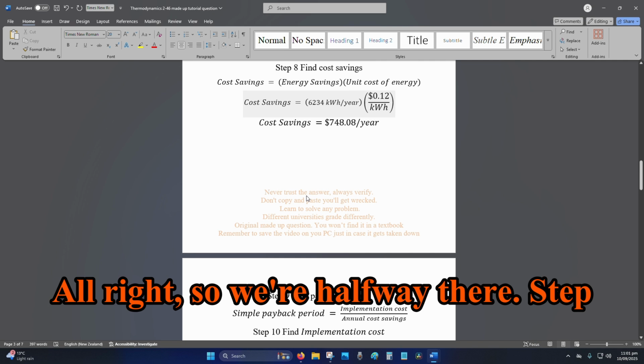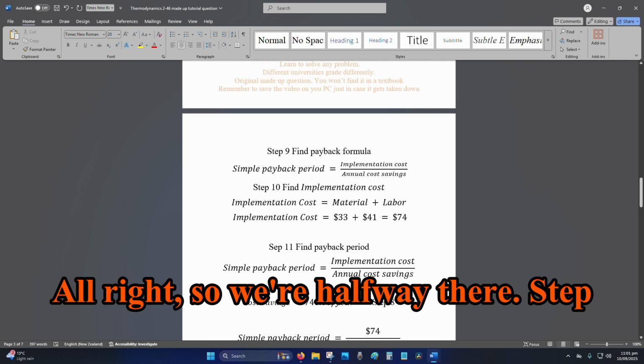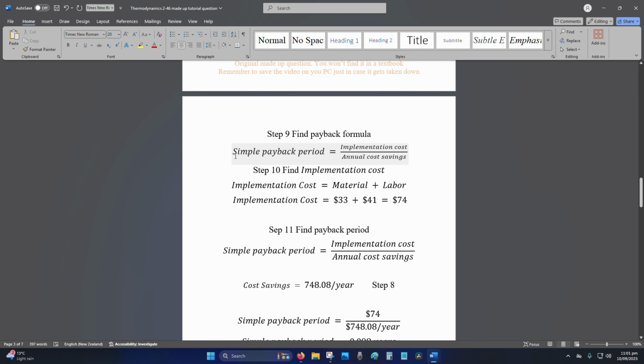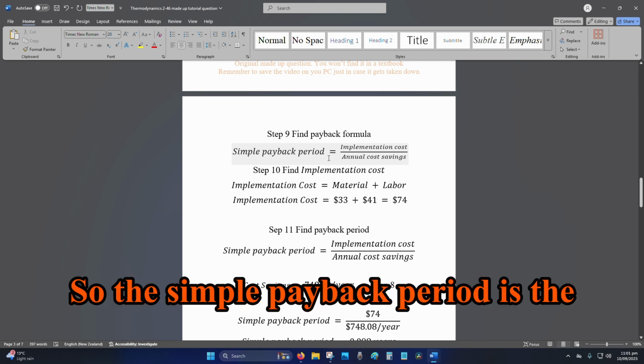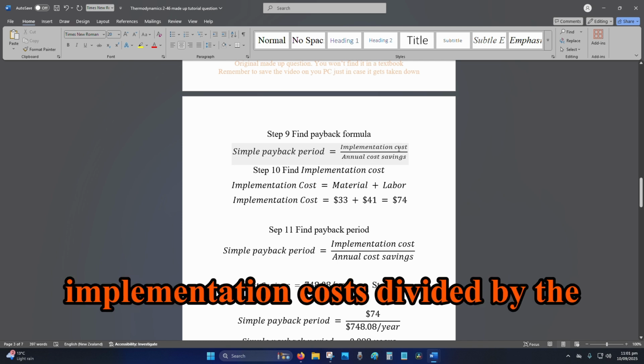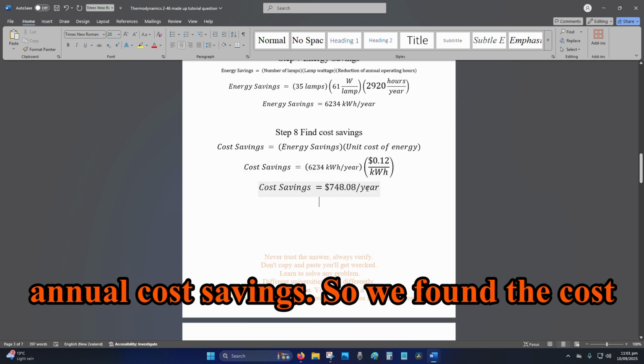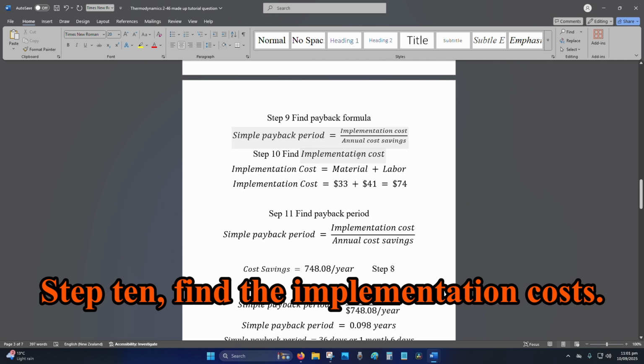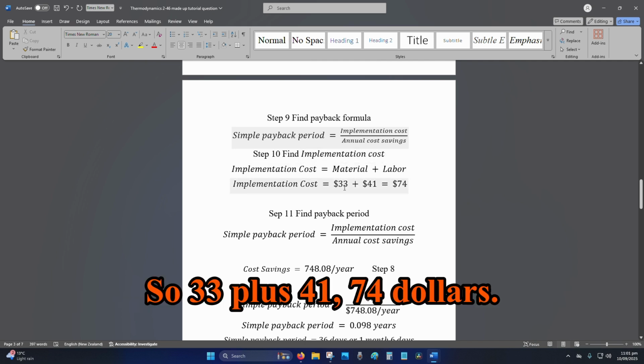Alright, so we're halfway there. Step 9, find the payback formula. So the simple payback period is the implementation cost divided by the annual cost savings. So we found the cost savings in step 8. Step 10, find the implementation cost. So 33 plus 41, $74.